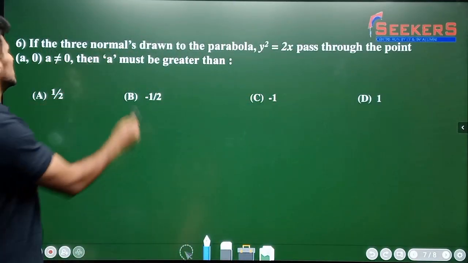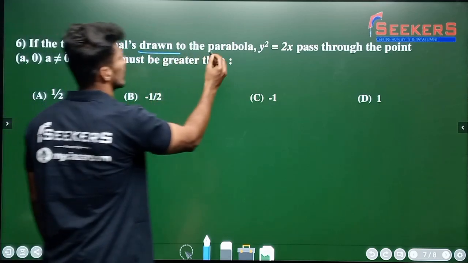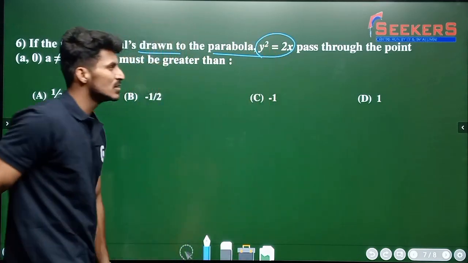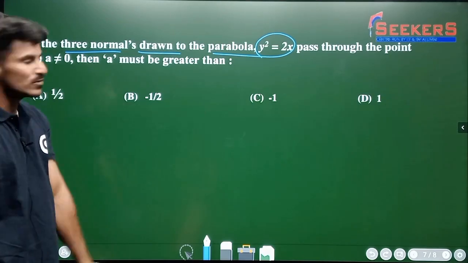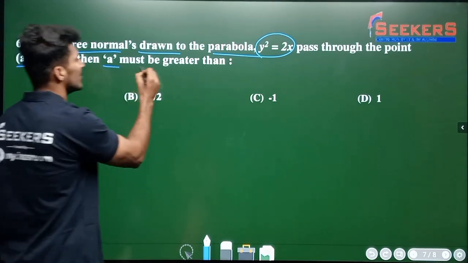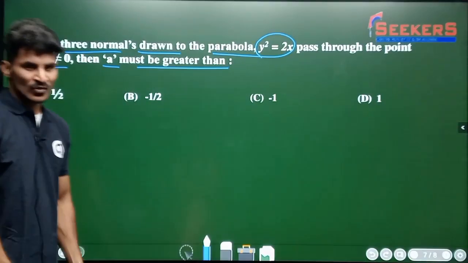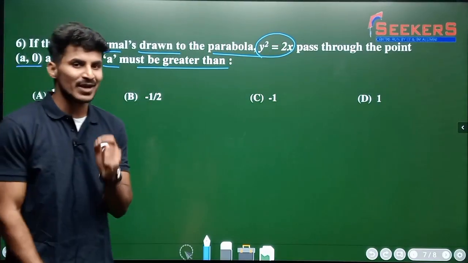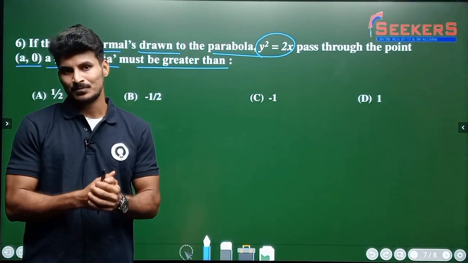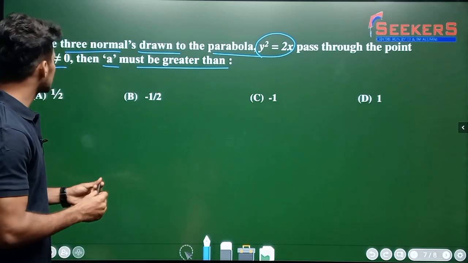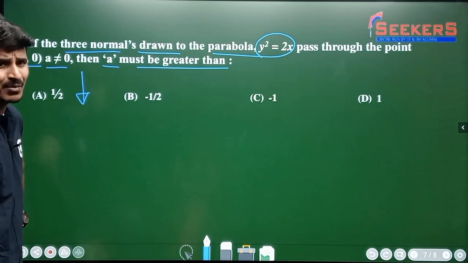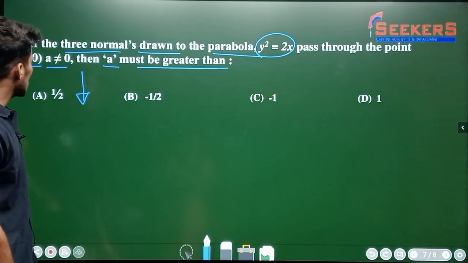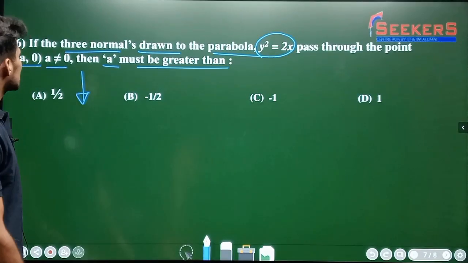If three normals drawn to the parabola y square is equal to 2x pass through the point a comma 0, in fact where a is not equal to 0, then a must be greater than dash. Very simple question. I am sure you might have studied properties of parabola. In properties of parabola, in fact, there is a concept called co-normal points. I am sure you might have studied that.